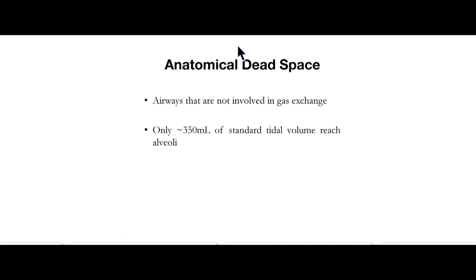Typically, a person that has a tidal volume of about half a liter will have about 150 mils of anatomical dead space. That means that only about 350 mils of the air that you're breathing in is actually coming from outside.